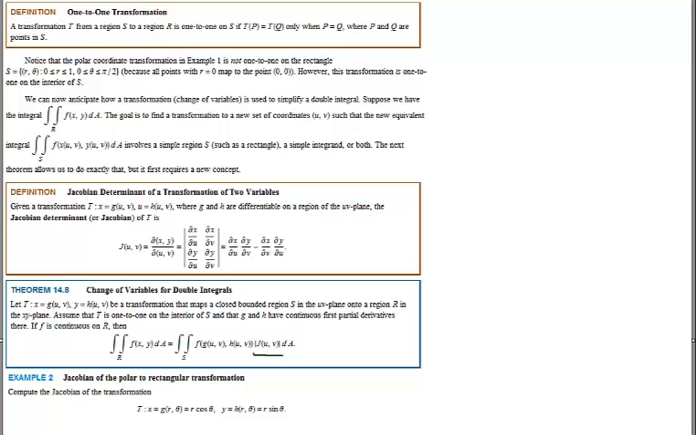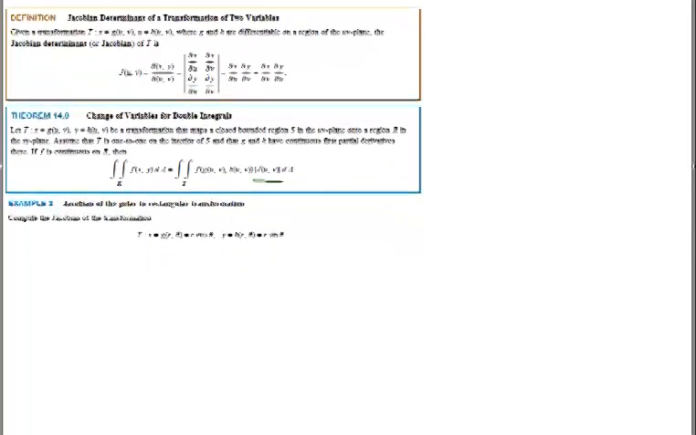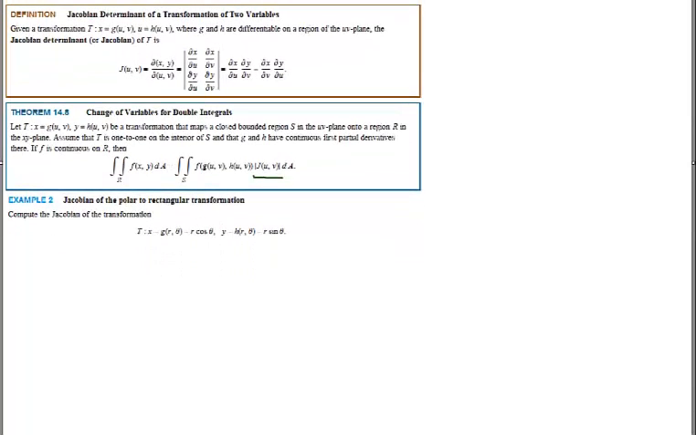So we're going to find the Jacobian in example 2 because that's what they're asking us to do here. So let's just look and see what a Jacobian would mean. I'm going to need each of these partials, the partial of x with respect to u, the partial of x with respect to v, and in this case our u and v are r and theta.